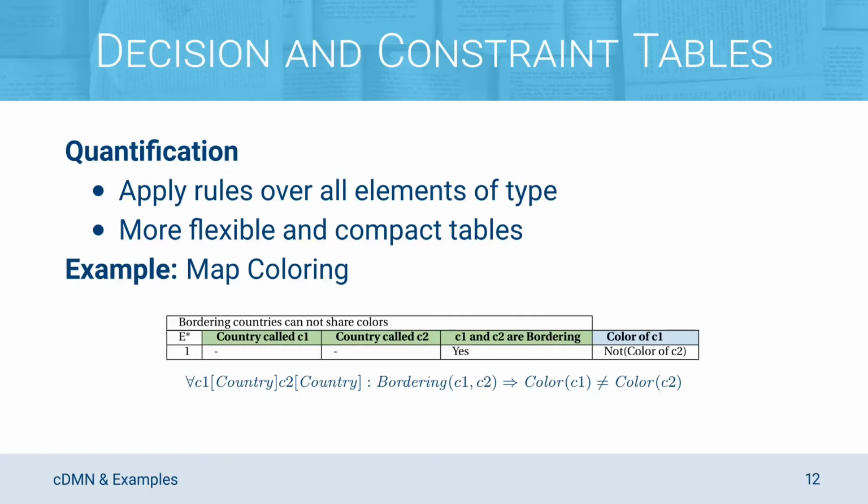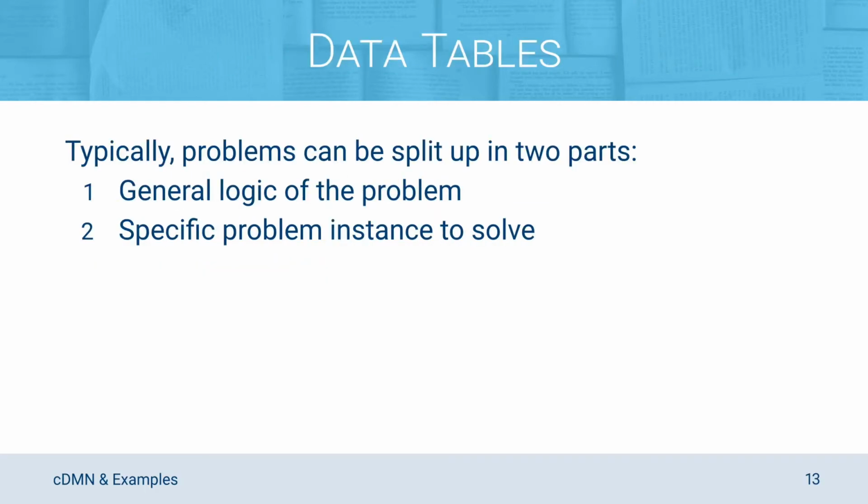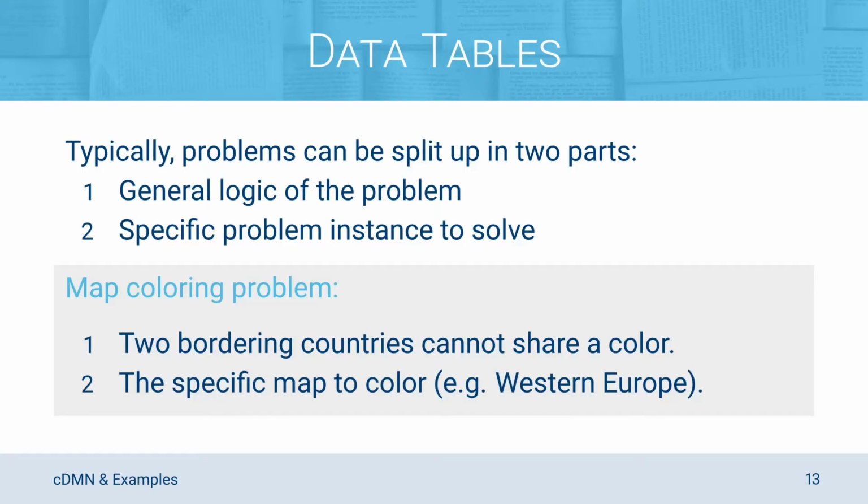Another thing we add in cDMN are data tables, and we do this based on the theory that typically problems can be split up into two parts, where on one hand we have the general logic of the problem, and on the other hand we have a specific problem instance to solve. So for example, for the map coloring problem, our general logic would be that two bordering countries cannot share a color, and that every country needs a color. But our specific problem could then be a map to color, for example, Western Europe.